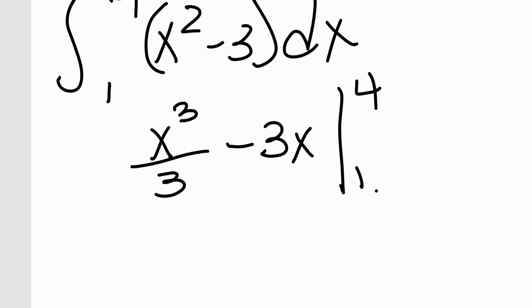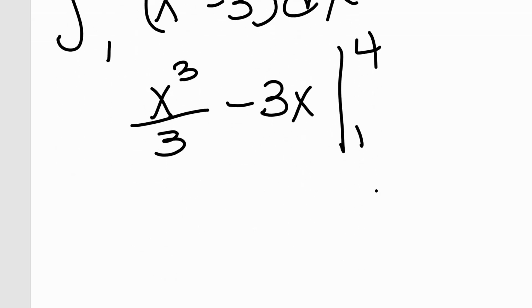All right, so now that means I plug in 4 and get a value. Then I'm going to plug in 1 and get a value. So that means it's going to be 4 cubed over 3 minus 3 times 4.